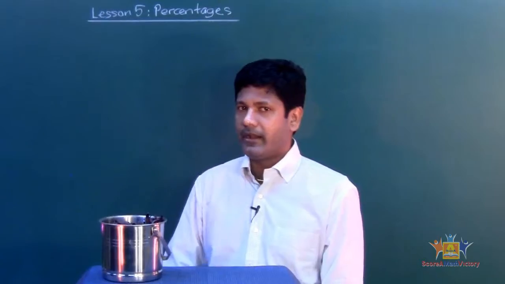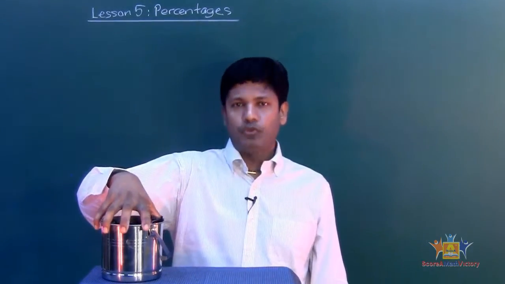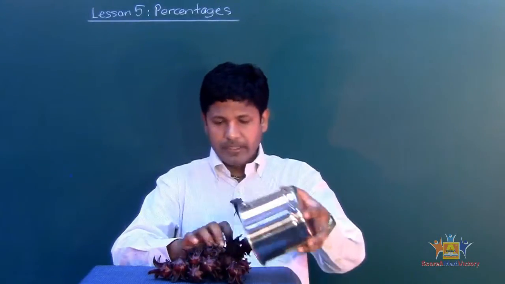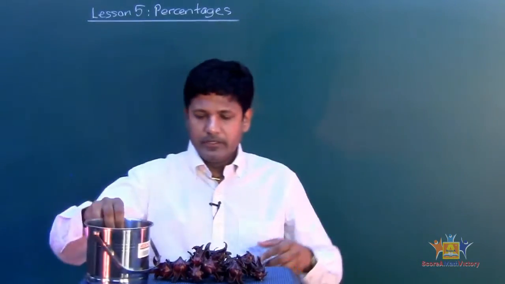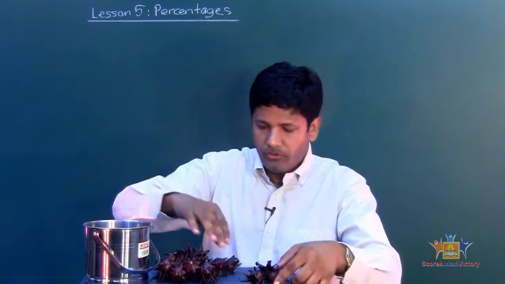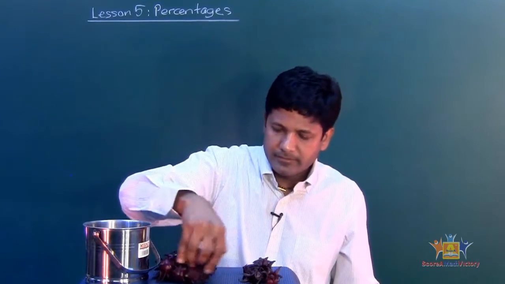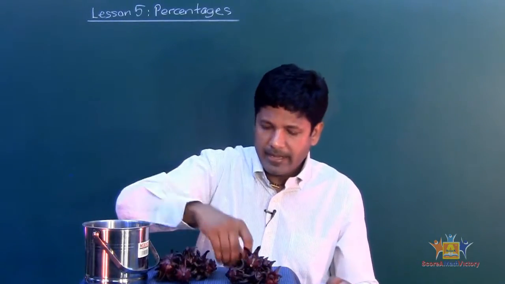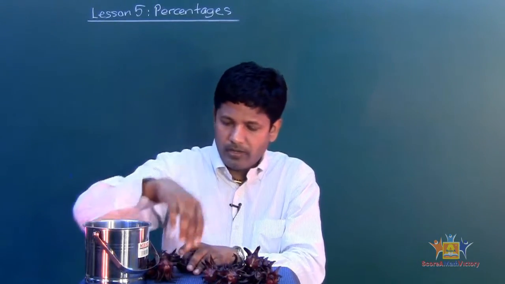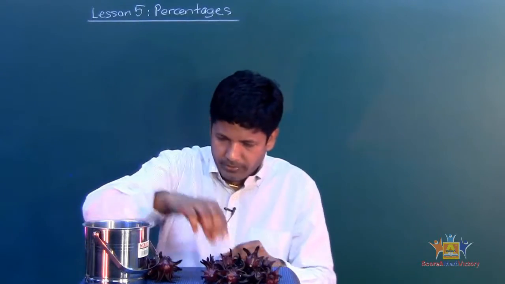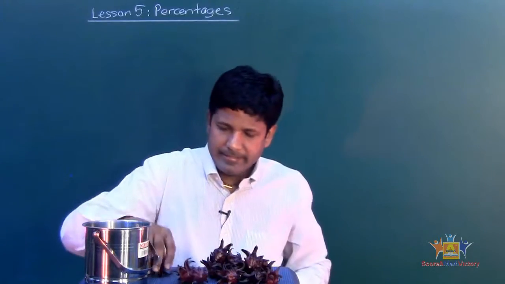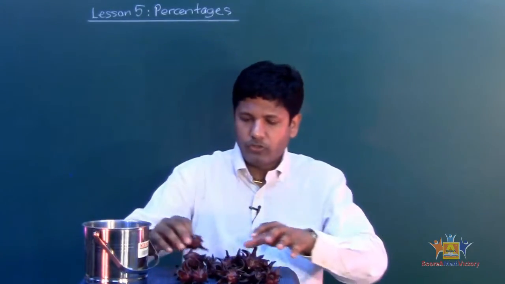So how many are there in the container? 20. Let me dump it out. Let me count. Dropped one. Okay, there are 20 of them. Let's count them. 1, 2, 3, 4, 5, 6, 7, 8, 9, 10, 11, 12, 13, 14, 15, 16, 17, 18, 19, one fell down here, 20. There are 20 of them.